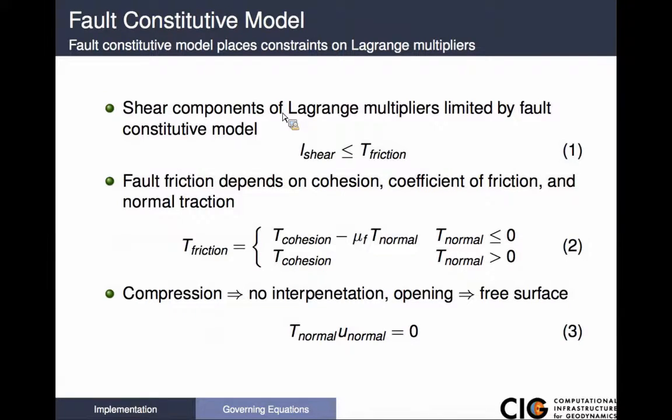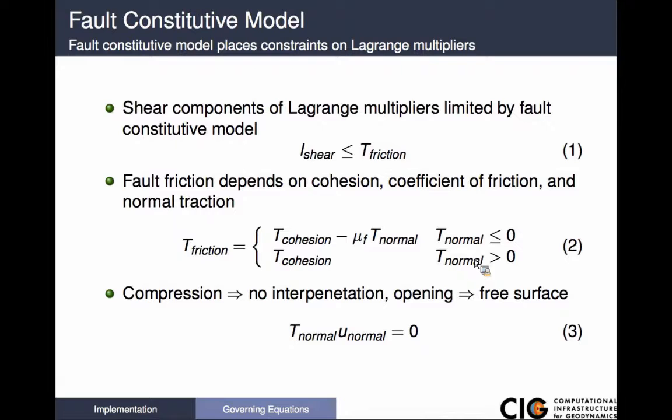When the normal stresses are less than 0, so the fault surface is touching with compressive tractions, there is a cohesion traction minus the coefficient of friction times the normal traction. With a normal traction less than 0, this is a positive contribution, and the cohesion is generally positive. As the normal stress goes to 0, you have just the cohesion term.